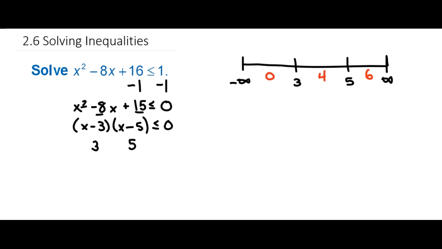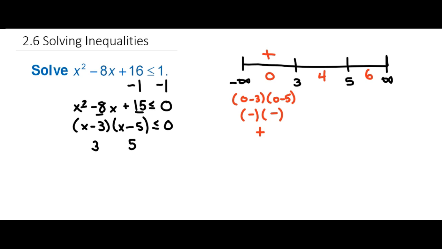So what I do is I put my test value into my two parentheses. So I get in for x, so I get 0 minus 3 and 0 minus 5. And I don't even have to solve these for a value. I just have to determine whether it would be positive or negative. So 0 minus 3 would be negative. 0 minus 5 would also be negative. And when I multiply those together, I get a positive. So in this part of my interval, it's positive.